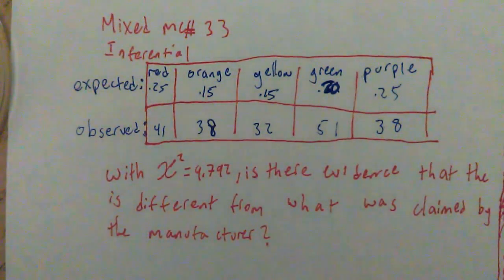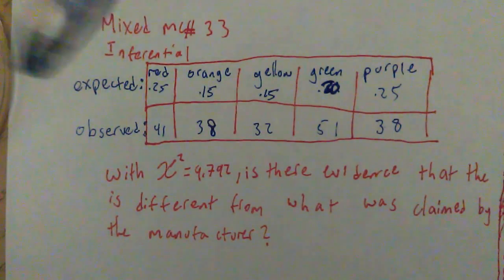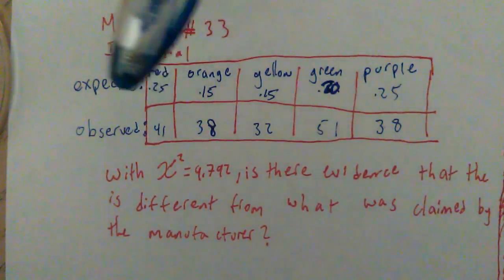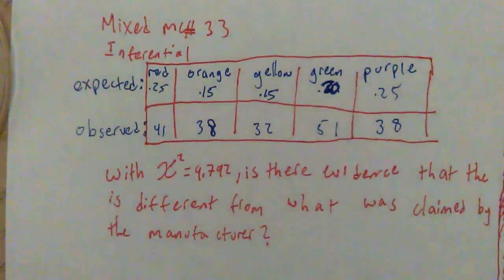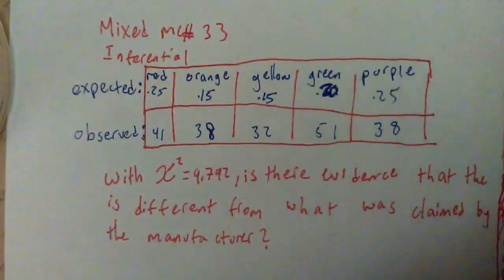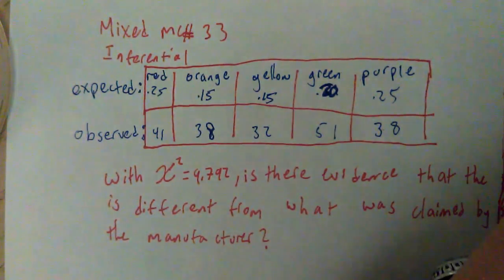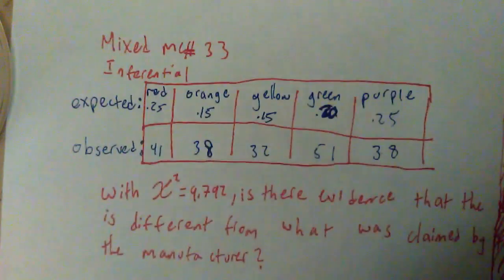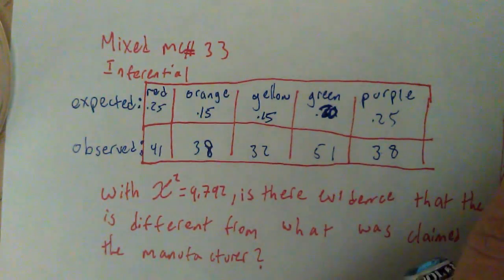So I wrote out what they said was expected, or what they claimed, and then I wrote out what was observed, and then I wrote out the question. So moving on. The first thing I did was take out my TI-84, go to stat, edit, list 1, and for list 1 I put my observed: 41, 38, 32, 51, 38. And then in list 2 I put 0.25, 0.15, 0.15, 0.2, and then 0.25.